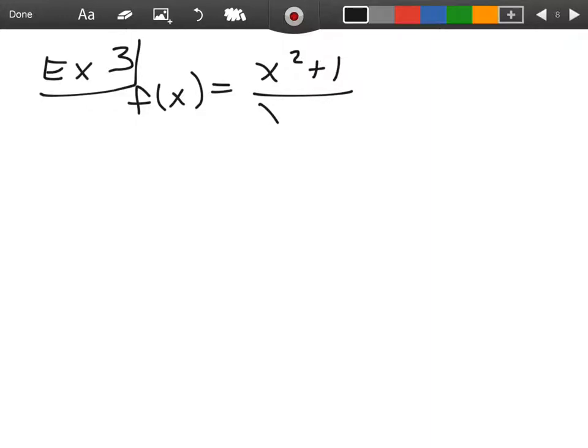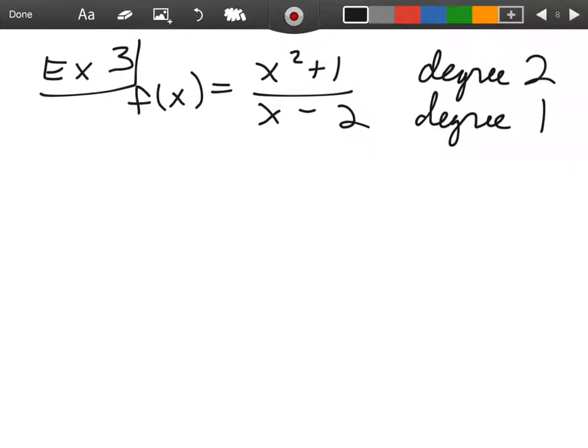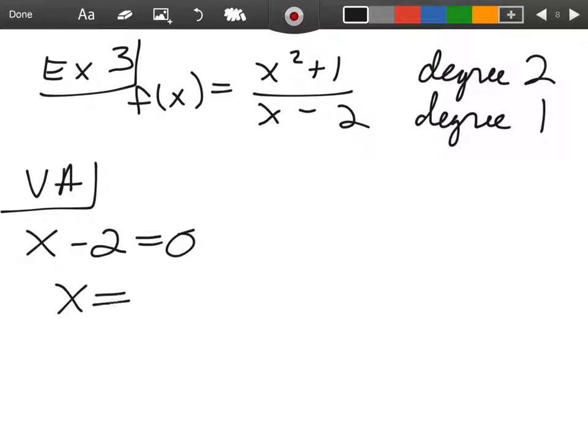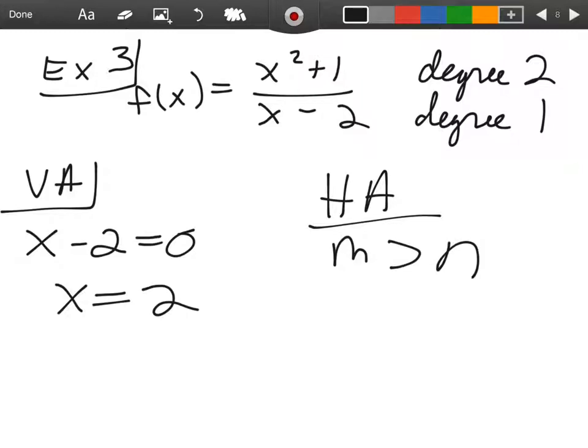And our last example here, we're going to have f of x equals x squared plus 1 over x minus 2. This is degree 2. This is degree 1. For vertical asymptote, take the bottom, set it equal to 0. And we get 2. For horizontal asymptotes, we have a degree of the top is greater than the degree of the bottom. If you go back to the chart that says there's no horizontal asymptotes. Okay, we'll stop there.